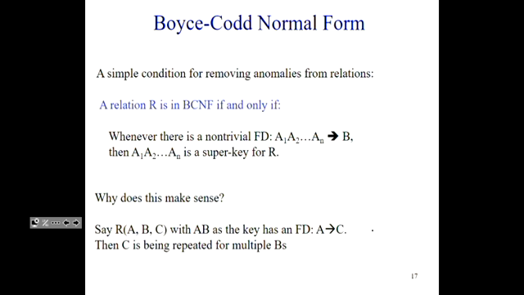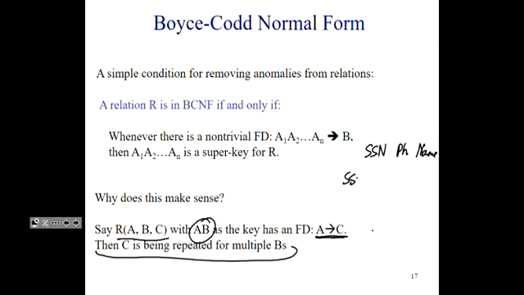So let's say you have a relation R with ABC, and AB is the key, okay, but at the same time there's a functional dependency A implies C. If there's a functional dependency A implies C, then implicitly C is being repeated for multiple A's. So let's say you have SSN, phone number and name, let's call it. So SSN implies name.